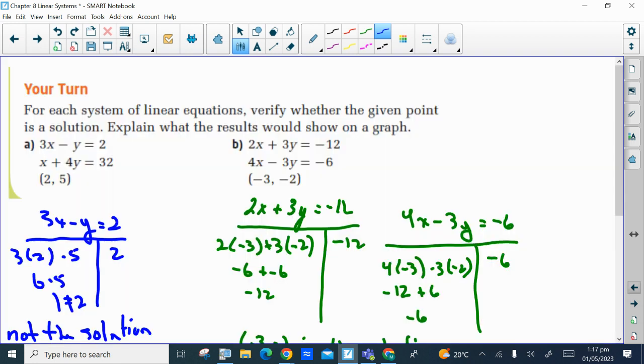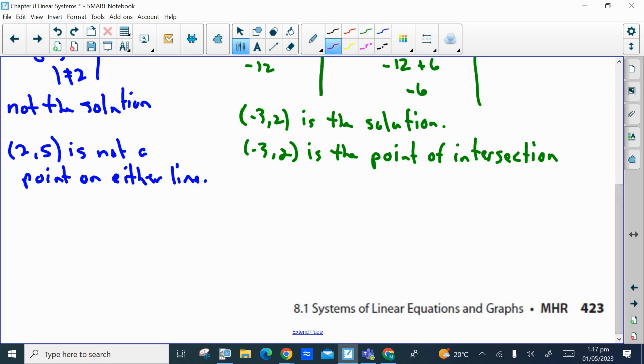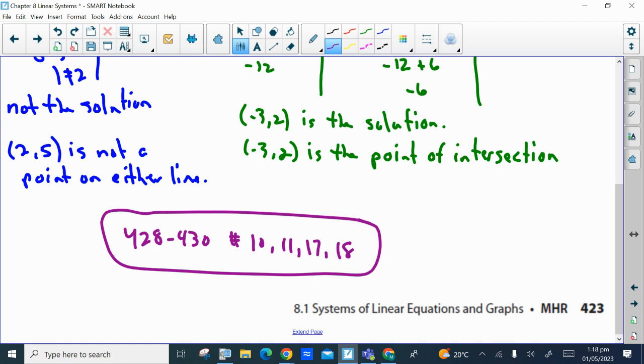So we're going to stop there for today. Your homework is on page 428 to 430, 10, 11, 17, 18. And you're going to hand this one in for marks. Okay? There is graph paper up here, and I will get some more out for you if you need more. Because you have to graph all of these systems and get the point of intersection. And that's only going to work if you do it very carefully.